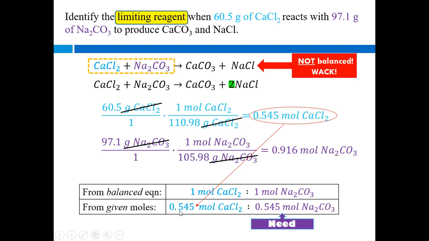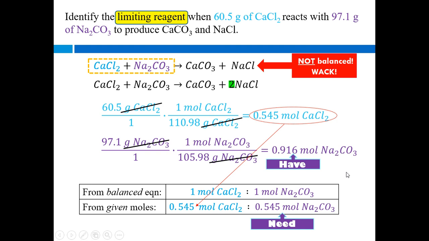Because for every 1 mole of calcium chloride, you need 1 mole of sodium carbonate. But you don't have 1 mole here. You only have 0.545 moles of calcium chloride. So you only need the same amount, 0.545. But you notice here, this is what you need. But if you go to the work that we calculated earlier, this is essentially what you have. That's how much you're given. You don't need all that, though. You only need 0.545 moles of sodium carbonate, but you're given more than what you need.